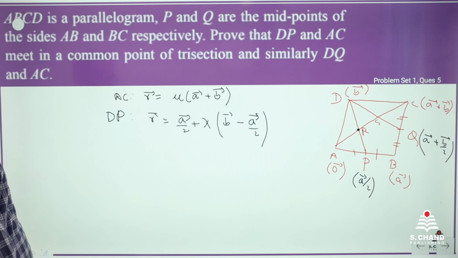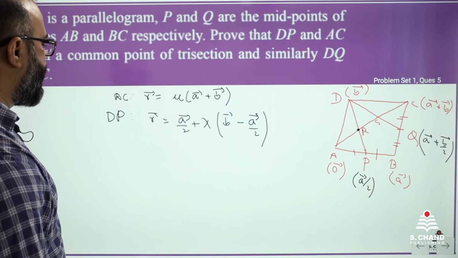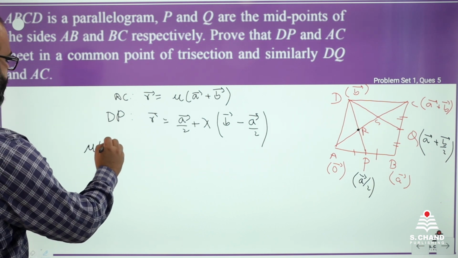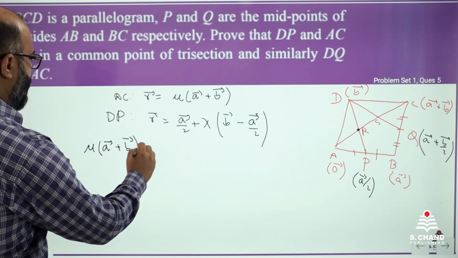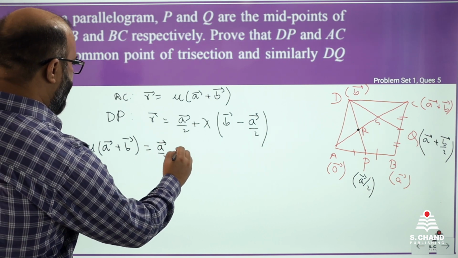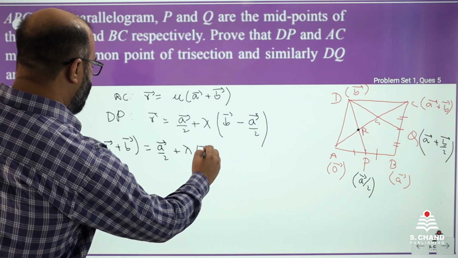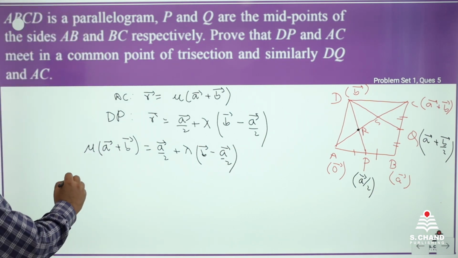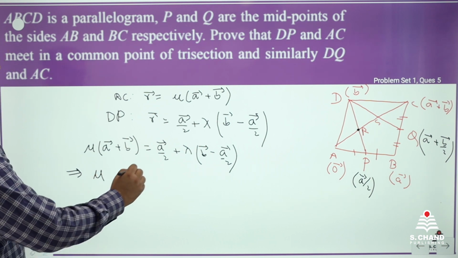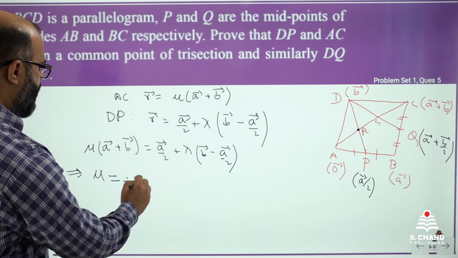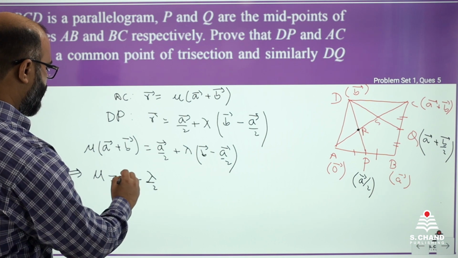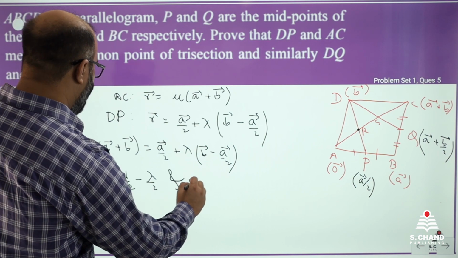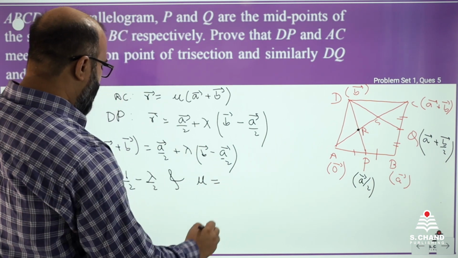So this is how we can write it. Now they are meeting at some point, so we can just equate these two. So we get mu A plus B is equal to A by 2 plus lambda times B minus A by 2. Now if you equate the coefficient of A, you get mu here, and here you get half minus lambda by 2. And if you equate the coefficient of B, it is mu here and it is lambda here.